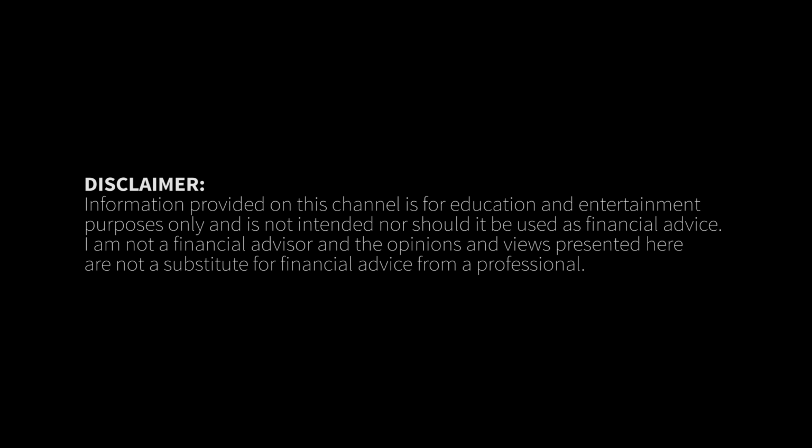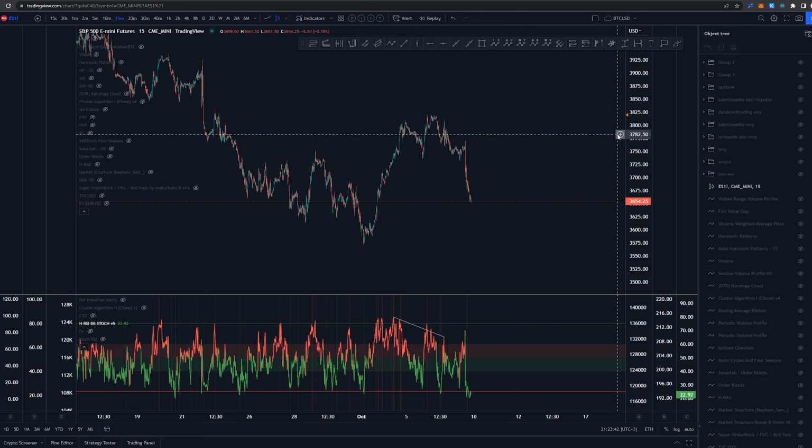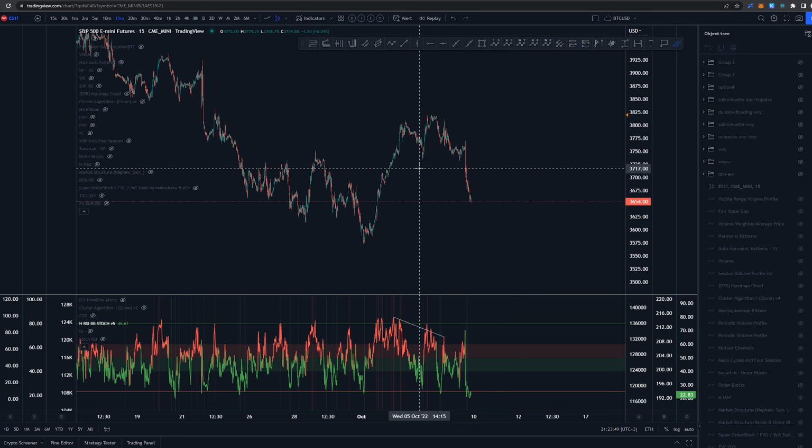I'll cover wave analysis with Elliott Wave Theory and provide multiple scenarios the price may take and explain why I prefer one count over another. Let's take a look at the different possibilities. Starting here on 15-minute time frame, and today we're going to be focusing on this structure over here.